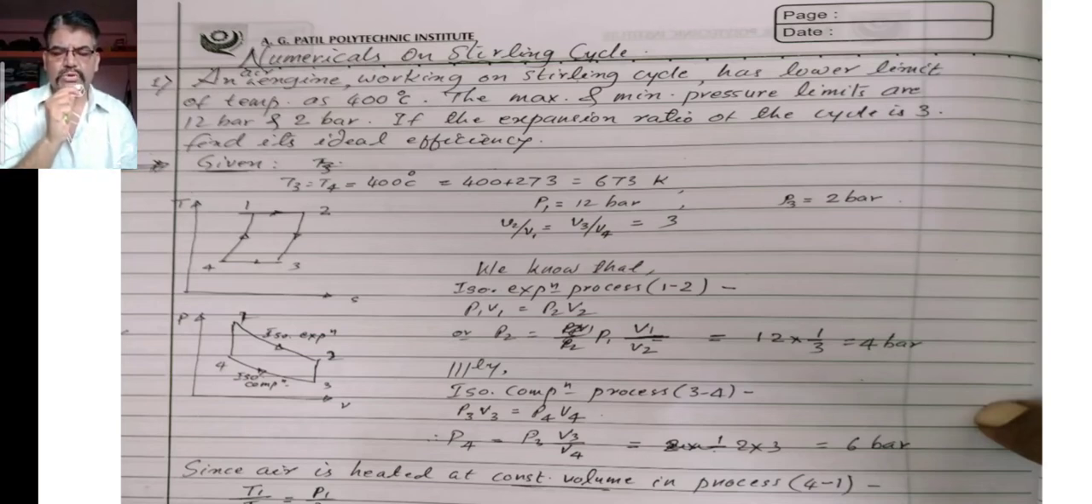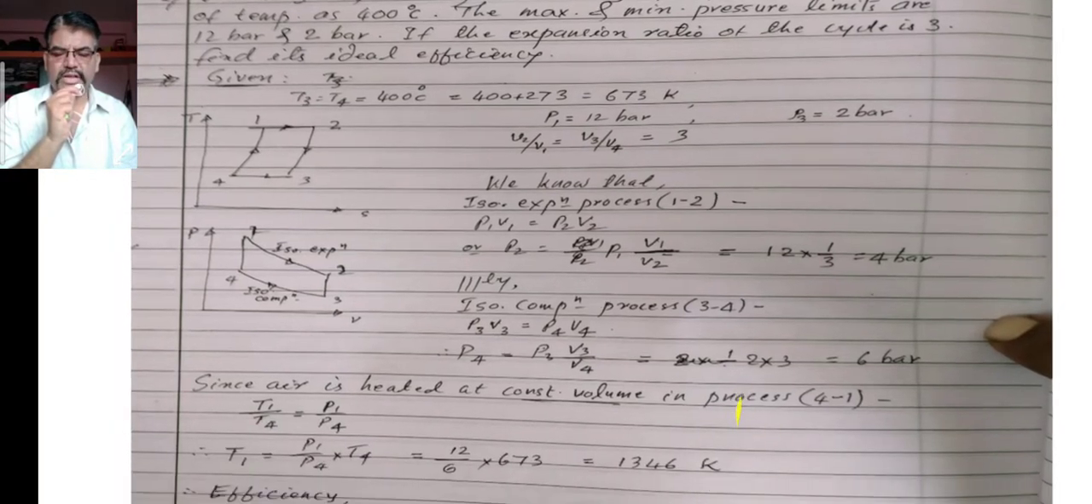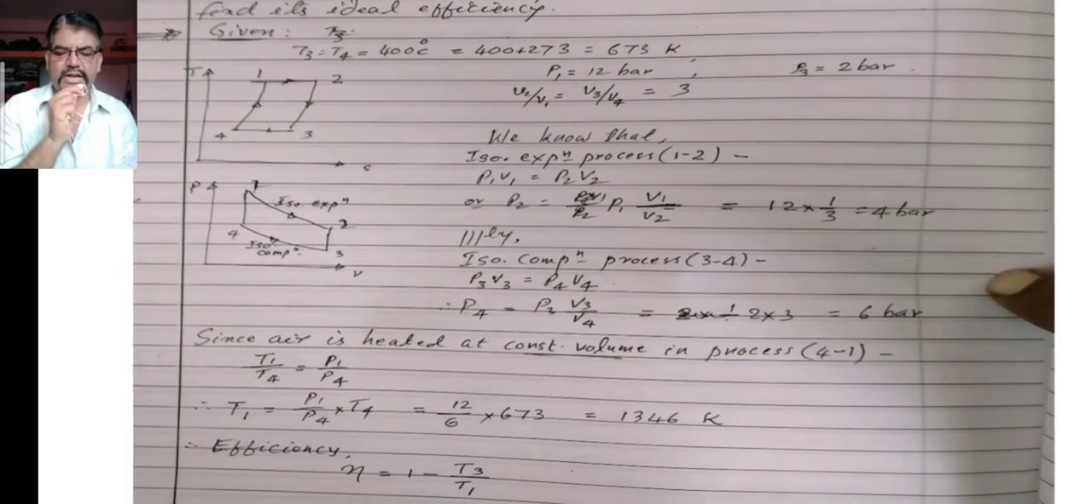Then the solution. We can represent the given data: T3, which is the same as T4, is 400, which must be converted into degrees Kelvin. It means 400 plus 273 is equal to 673. P1 is 12 bar, given. Then the expansion ratio is given. As per the PV diagram on which I have represented the Stirling cycle with PV and TS diagrams, you can see over here that V2 upon V1 is the same as V3 upon V4, which is given as 3.